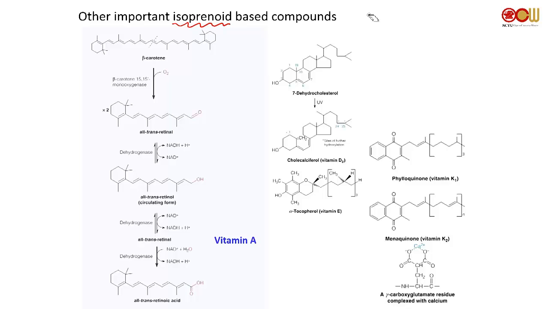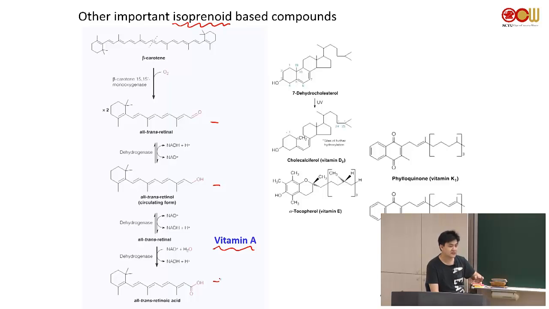So other important isoprenoid-based compounds include, for example, vitamin A. So this entire class, you have this guy, and this guy. They're all considered vitamin A. Vitamin A is good for your what? Eyes, right? This is something that gives you a survival advantage because if you have eyes, you have vision, and you can use that to see things. So vitamin A is good for some of those functions.